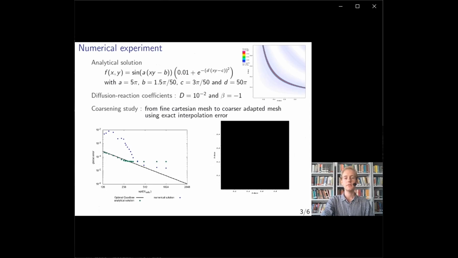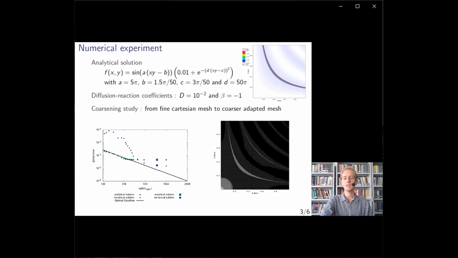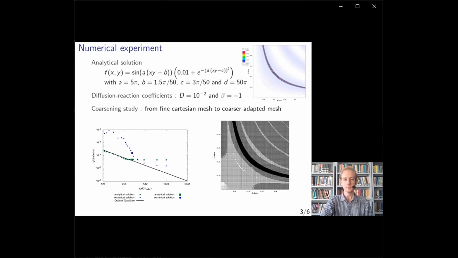To begin with, we start with a small numerical experiment, which is based on the f function which is written on the slide. This function has a particularity to be multiscale with 2 scales in amplitude and 2 scales in wavelength. We made a coarsening study, which means that we begin with a fine Cartesian mesh and we go to a coarser adapted one using exact interpolation error, as we can see on the figures.